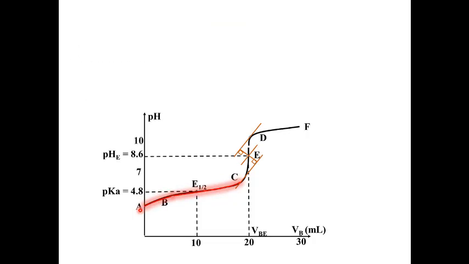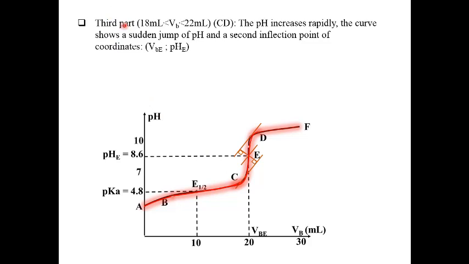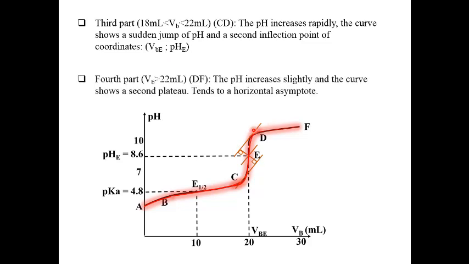Again, now look at the red part here, CD, that is colored now. What is that part? It is the third part, which is called CD. The pH here increases rapidly. There is a sudden jump of pH, and definitely we have the second inflection point, which is the equivalence point that has the coordinates VB equivalence and pH equivalence. And after that, we have the last part, DF, where we have a second plateau with a slight increase in the pH that tends to a horizontal asymptote, as you can see here. So this is the study of the curve.